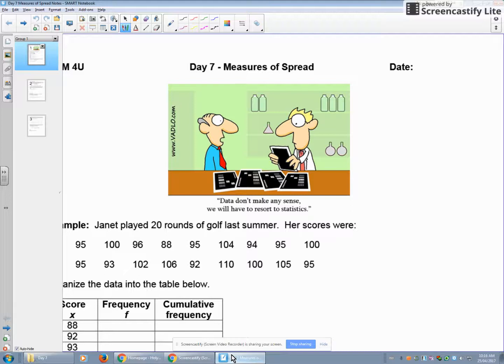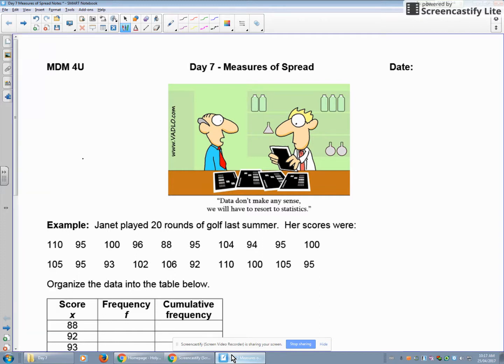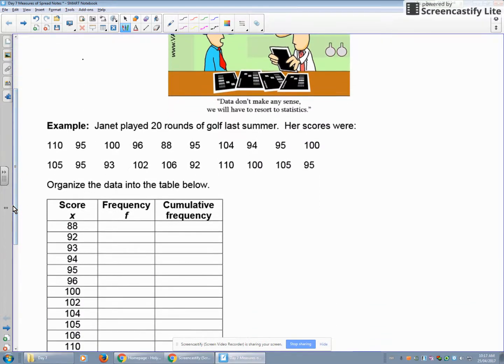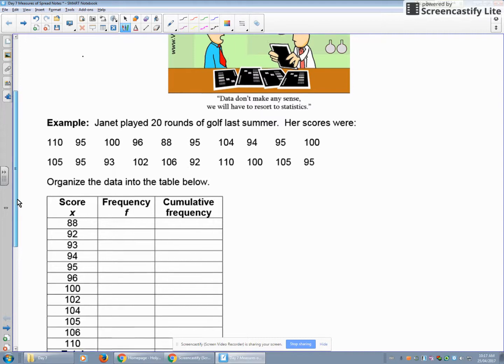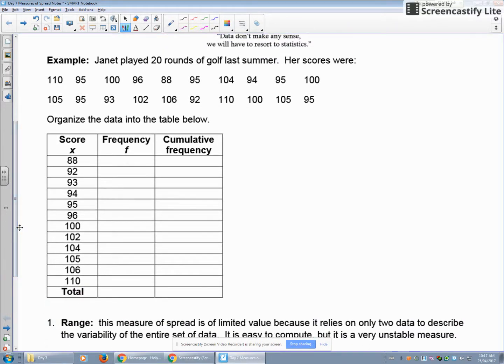All right, so today what we're going to be doing is continuing our look at measures of spread. We've got all your data here. In order for us to work with this data, it's a lot easier if we have the data sorted. So we've created a table with our score values, 88 all the way up to 110. That's going to be our range of data.